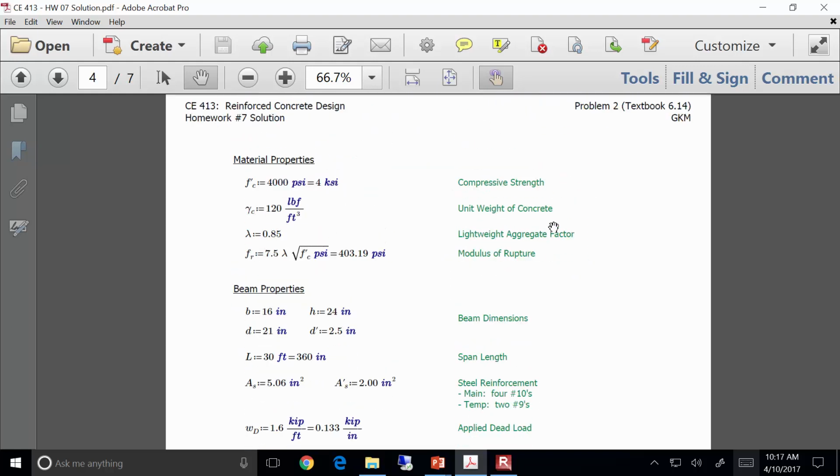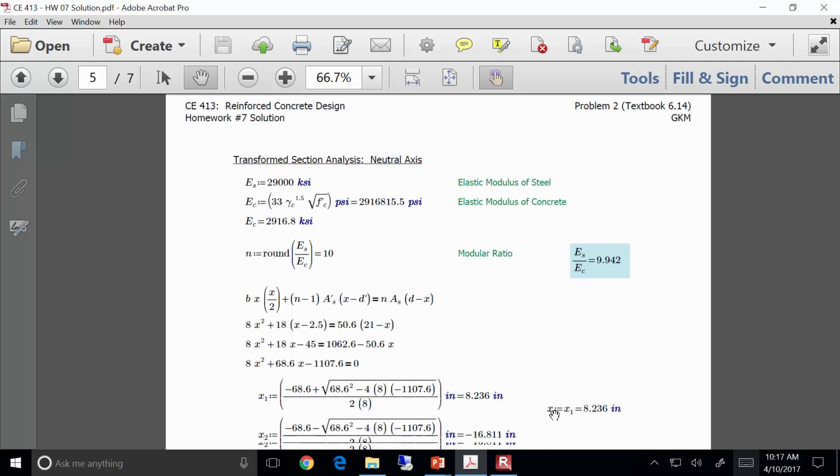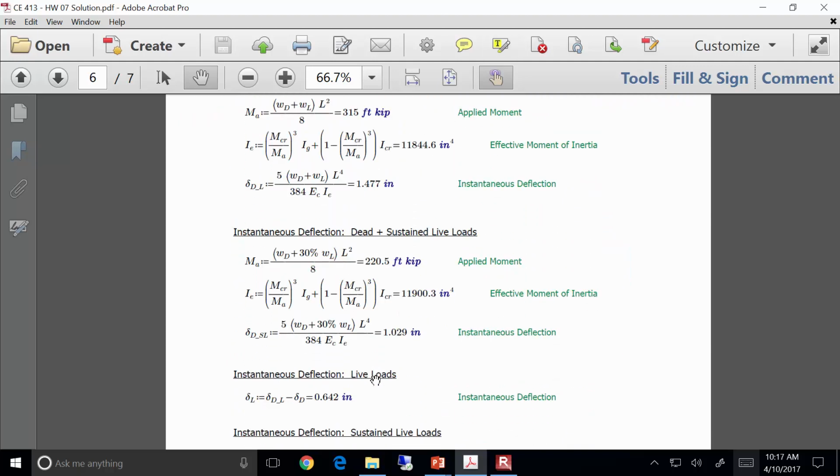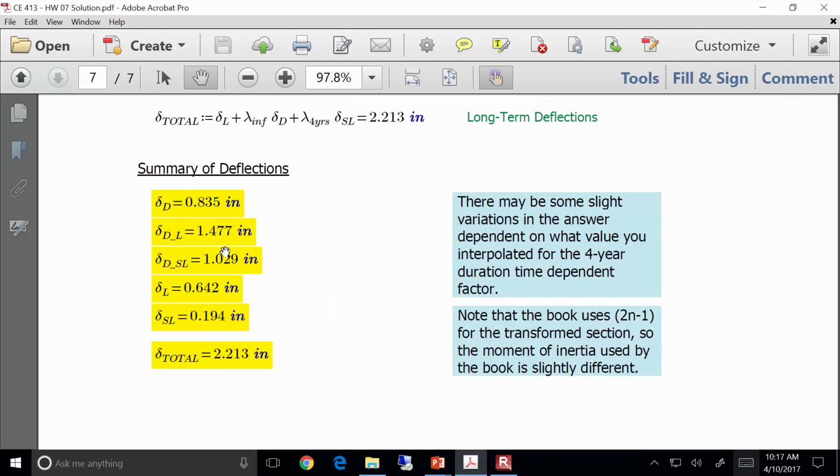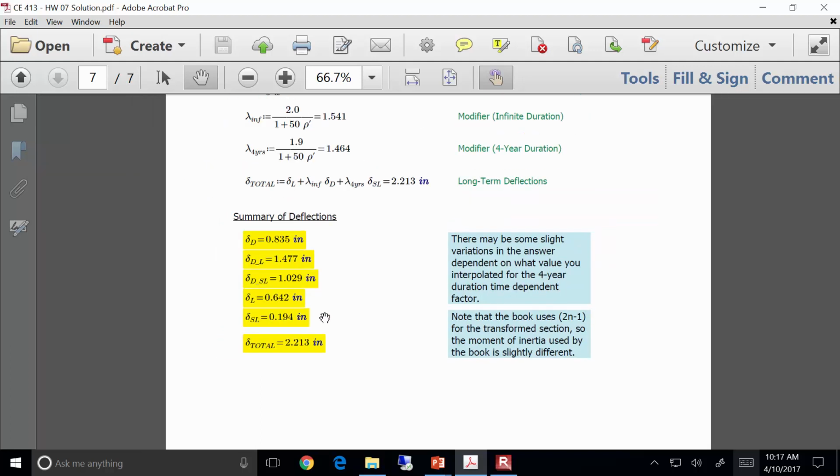Now for problem 2, what I decided to do was, if you go to the very end, here's everything. Okay, so there's the dead load, the dead plus live, the dead plus sustained live, the live load, the sustained live load, and then the total. Now there might be some slight variations in the answer depending upon what you use for the 4-year duration factor. I used 1.9 because I told you all to round to the nearest tenth, so I went with 1.9. I would understand why you went with 1.8, which would change your answers a little bit. So I'm fine with that.